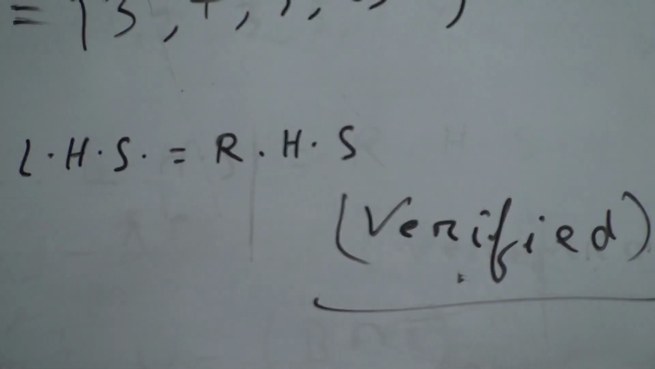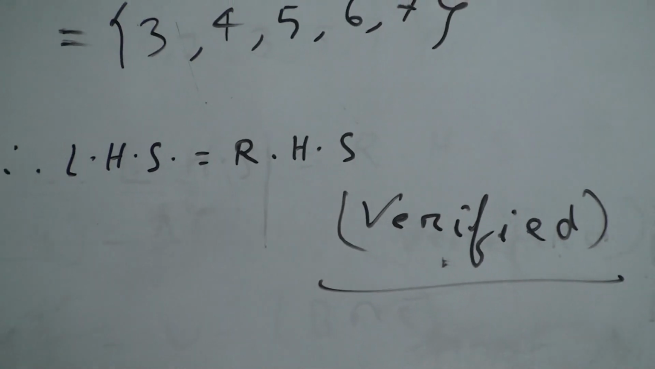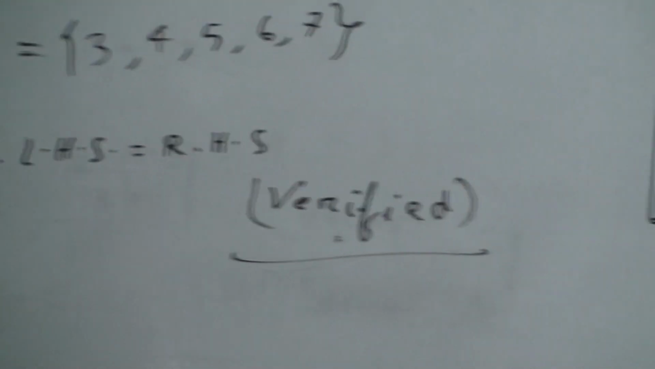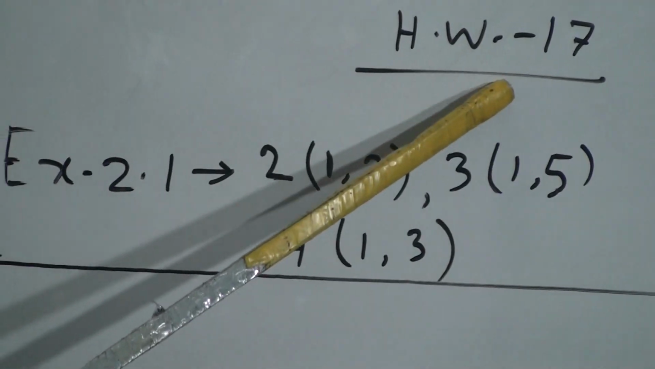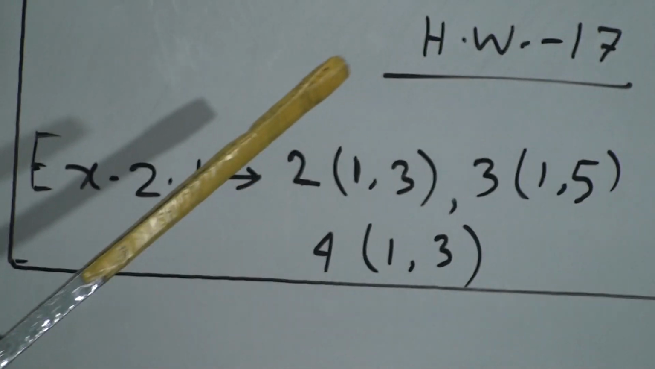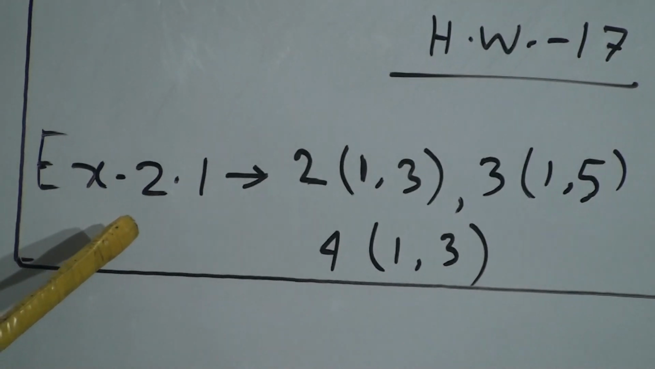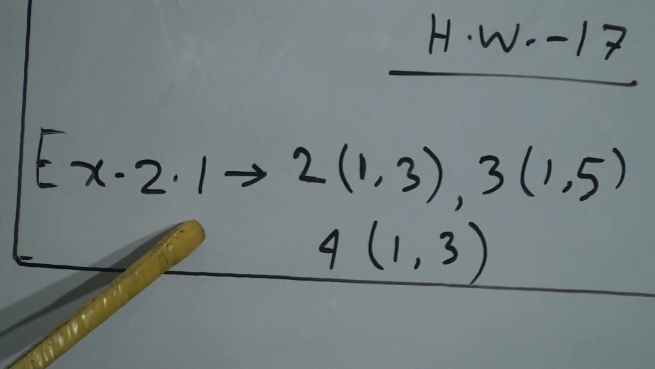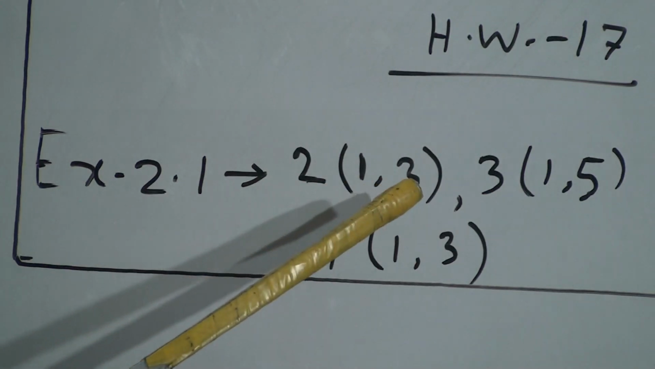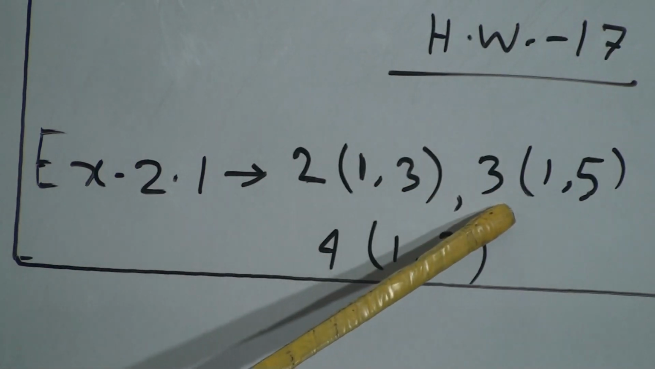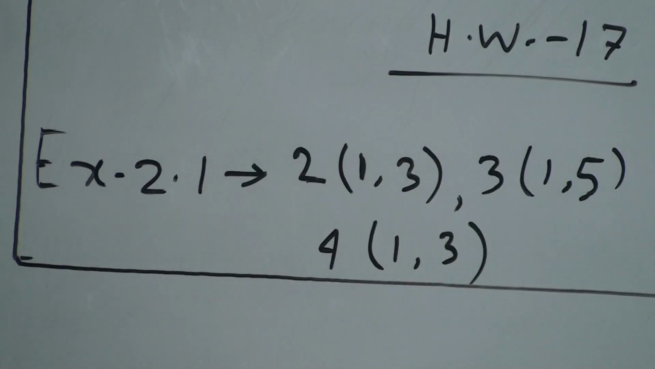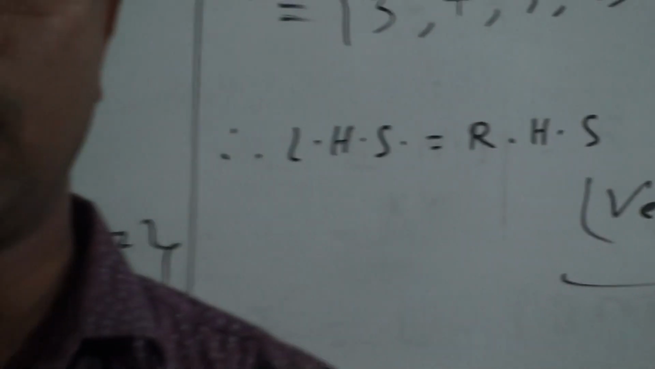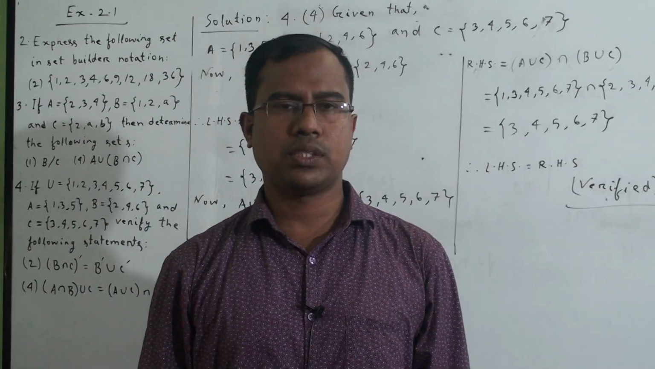Dear students, we have finished our today's CW. I think you have understood today's CW. Now I am giving you SW. This is SW number 17, and the topic of SW number 17 is exercise 2.1, question number 2, sub number 1 and 3. Question number 3, sub number 1 and 5. Question number 4, sub number 1 and 3. I think you will be able to do your SW properly. Do your SW properly and submit on next Saturday.